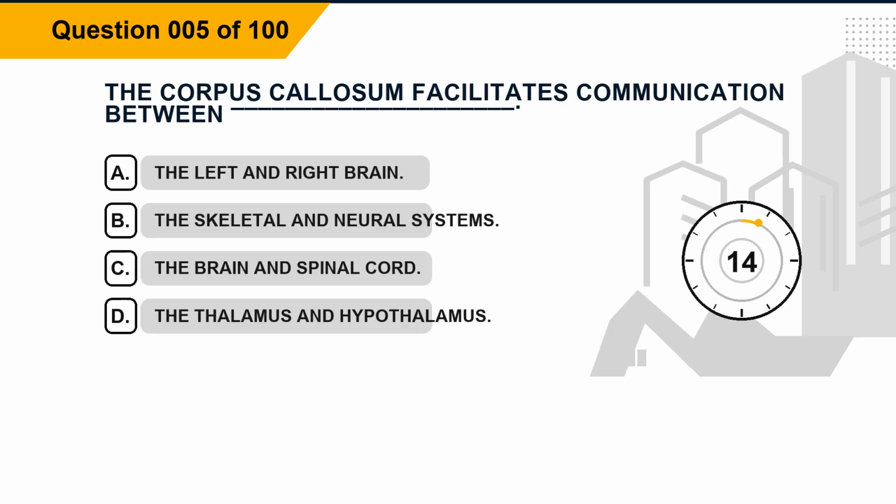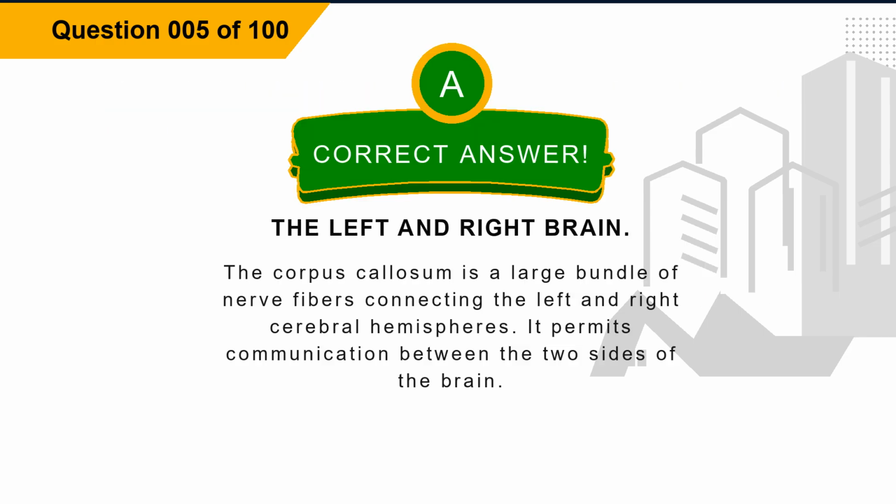Question 5. The corpus callosum facilitates communication between blank. Option A, the left and right brain. Option B, the skeletal and neural systems. Option C, the brain and spinal cord. Option D, the thalamus and hypothalamus. The correct answer is option A, the left and right brain. Explanation. The corpus callosum is a large bundle of nerve fibers connecting the left and right cerebral hemispheres. It permits communication between the two sides of the brain.